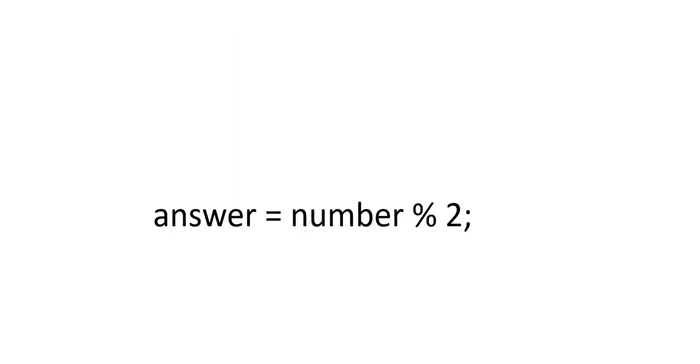We can take any number and divide it by 2 and get its remainder, and that will be our answer. Then what we can do is look at that answer and say, okay, if it's a 1, we know that that particular number was odd. If it's a 0, we know that that number was even.